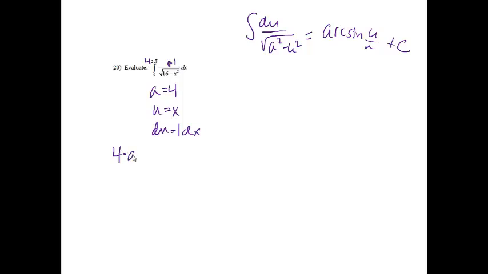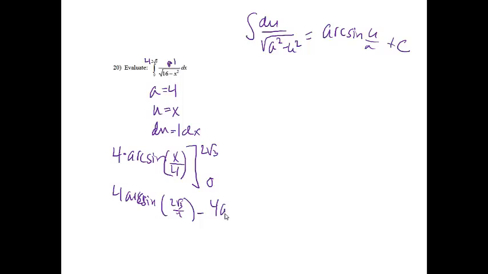So everything is set up, so I'm just going to bring down that 4 that was from the outside, and then using my formula, I have arc sine of u over a, so the arc sine of x over 4, and then instead of putting plus c, we get to evaluate it at 2 square root of 3 and at 0. So let's just plug that in. I'm going to get 4 arc sine of 2 square root of 3 over 4 minus 4 arc sine, and if I plug in 0, I'm going to get 0. So 2 square root of 3 over 4 would reduce to square root of 3 over 2, and then minus 4 arc sine of 0.